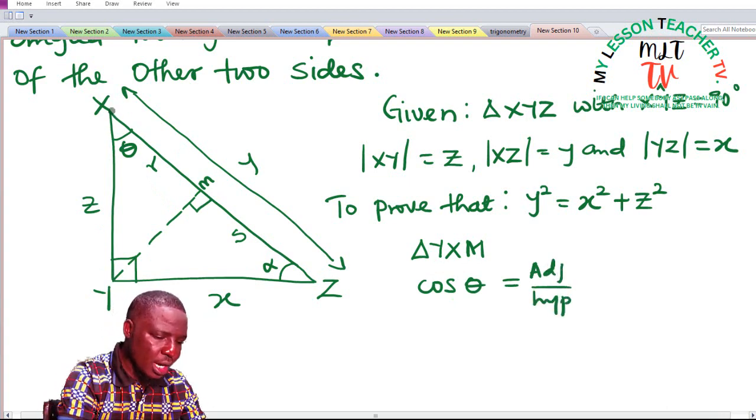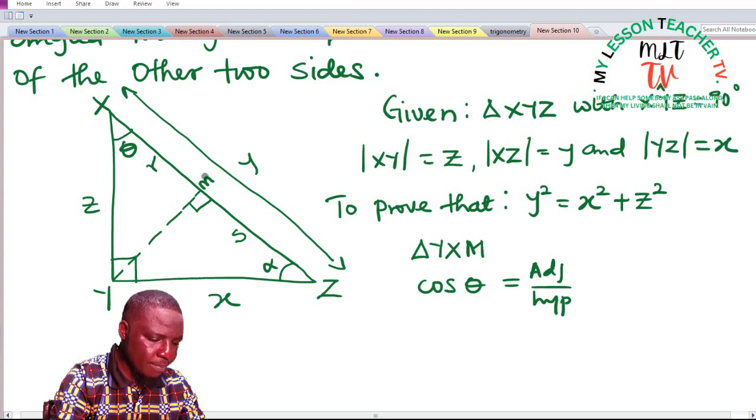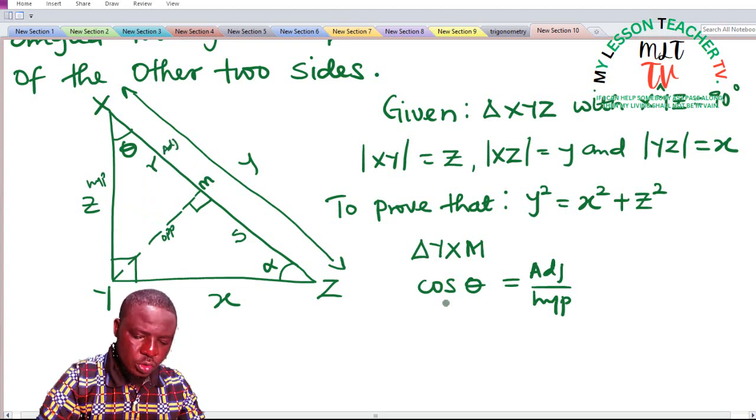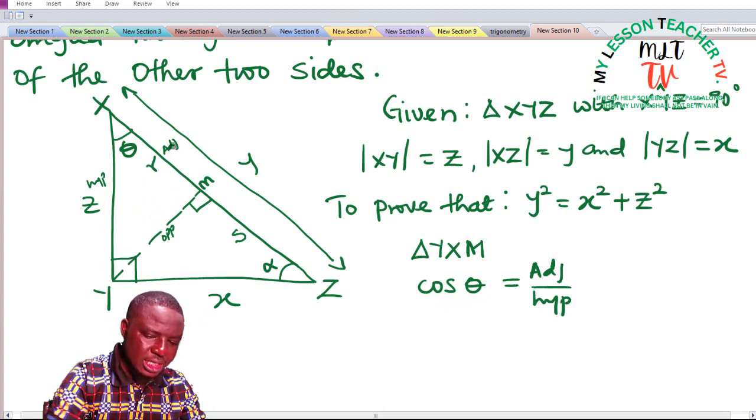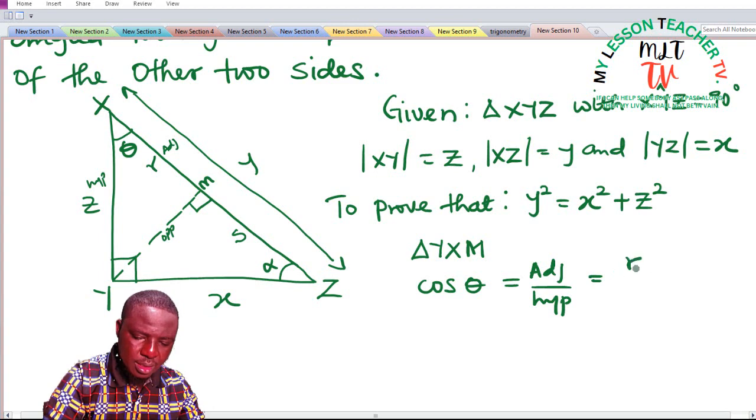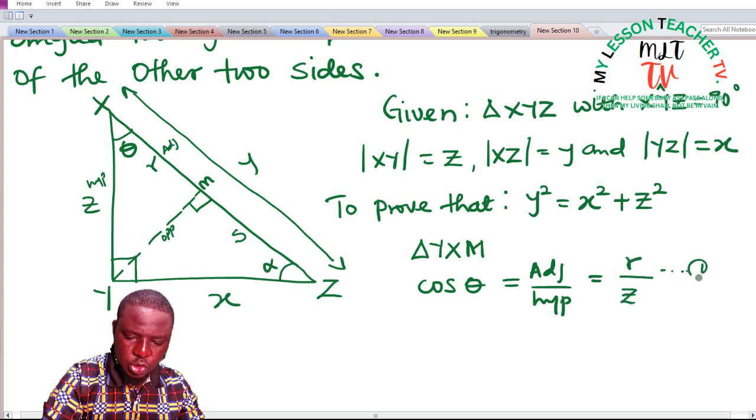Now with respect to triangle XYM and angle theta, this is said to be the opposite side, while this is the hypotenuse being the longest side, and this is the adjacent side. So the cos theta is said to be the ratio of the adjacent side to the hypotenuse, and the adjacent side is said to be R divided by Z. Let me call this equation 1.